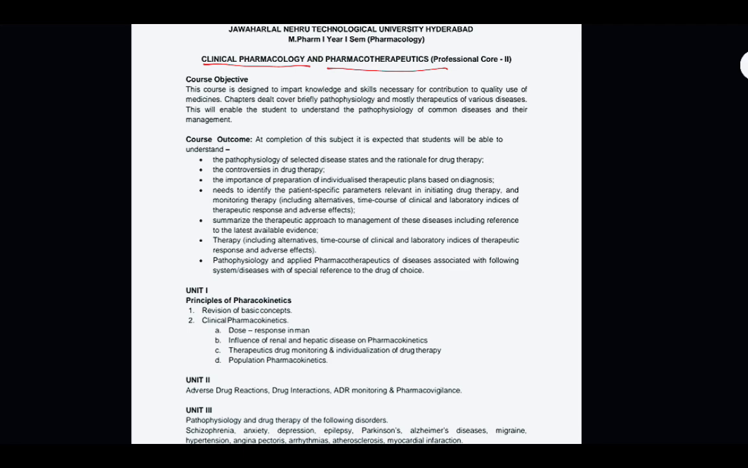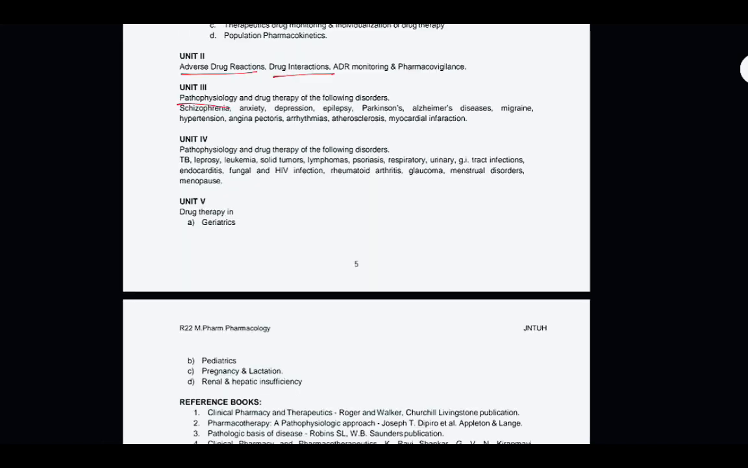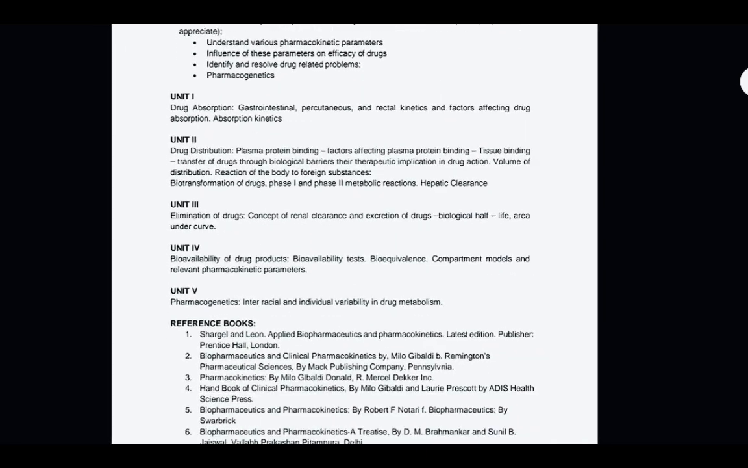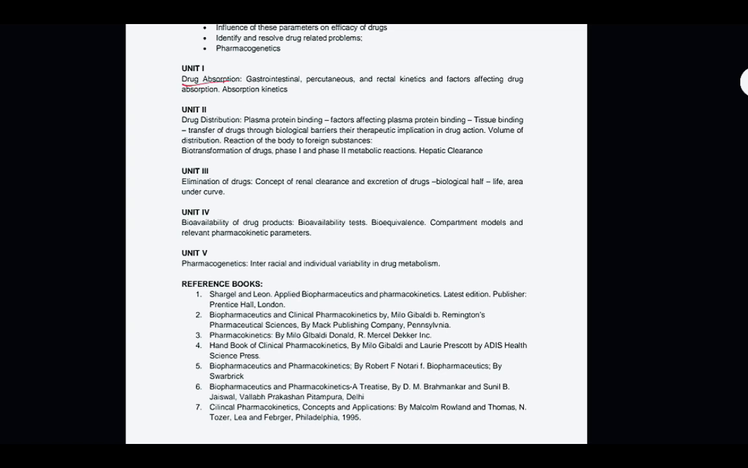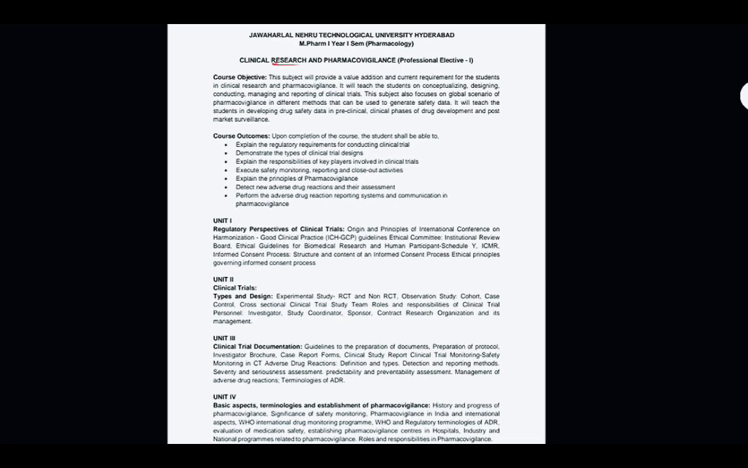In this, unit 1 covers principles of pharmacokinetics, adverse reactions, and pathophysiology of various diseases and drug therapy. And the next subject is pharmacokinetics and drug metabolism. In this we have drug absorption, drug distribution, elimination of drugs, bioavailability of drug products, and pharmacogenetics. And then we have clinical research and pharmacovigilance.